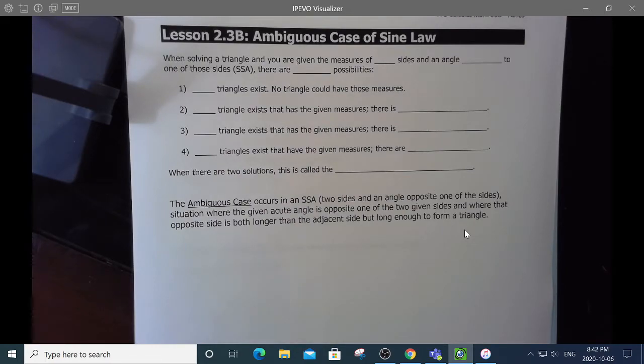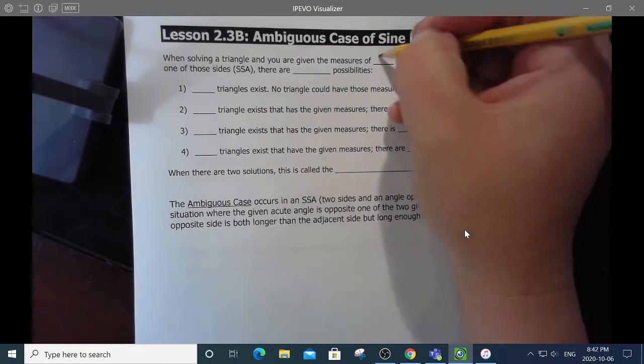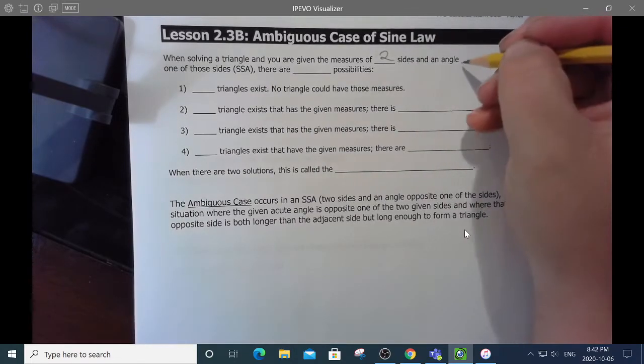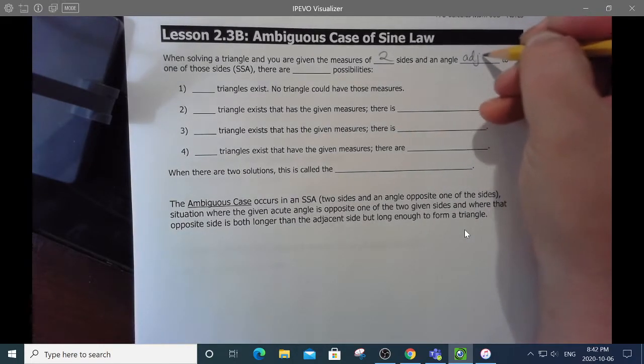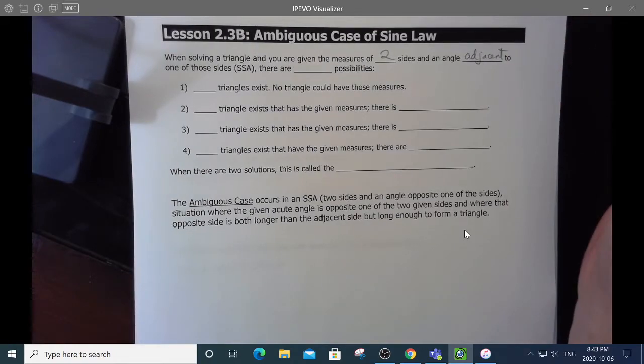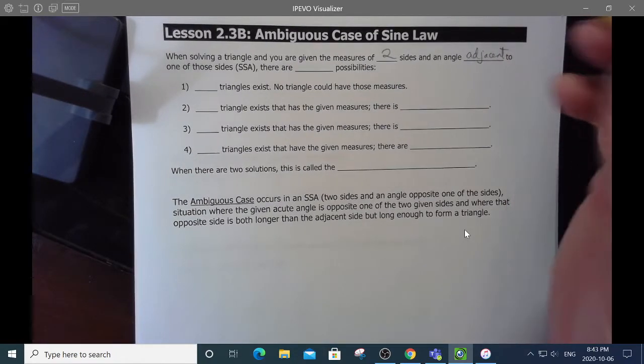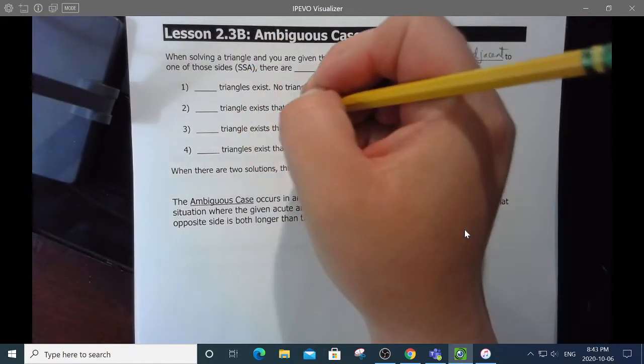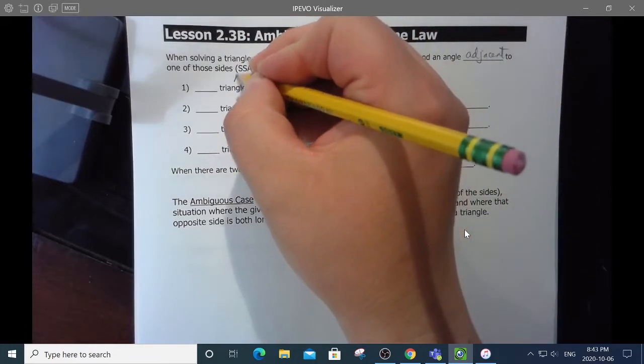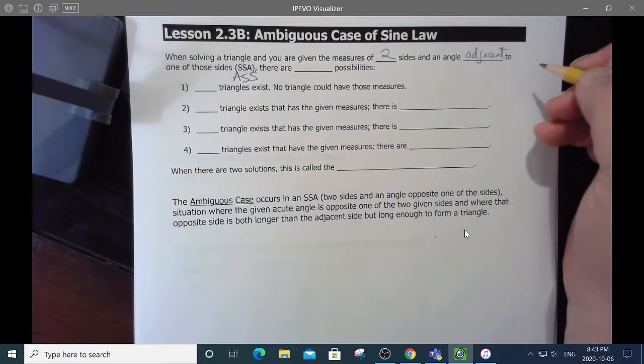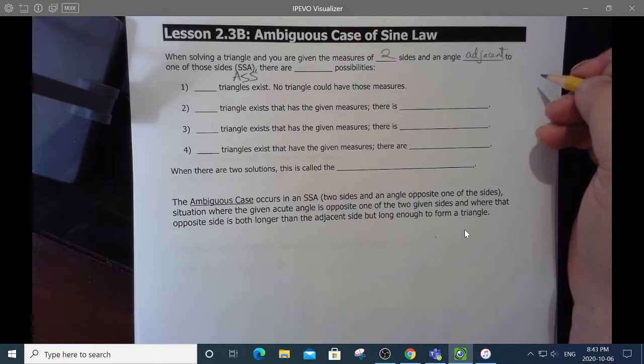So the ambiguous case of sine law, and I love that title, sounds like an Agatha Christie novel. When solving a triangle, you are given the measures of two sides and an angle adjacent to one of those sides, also known as side-side-angle. Whoever wrote these notes is a wimp. I call it angle-side-side. We're grown-ups here. That's not going to make us giggle.